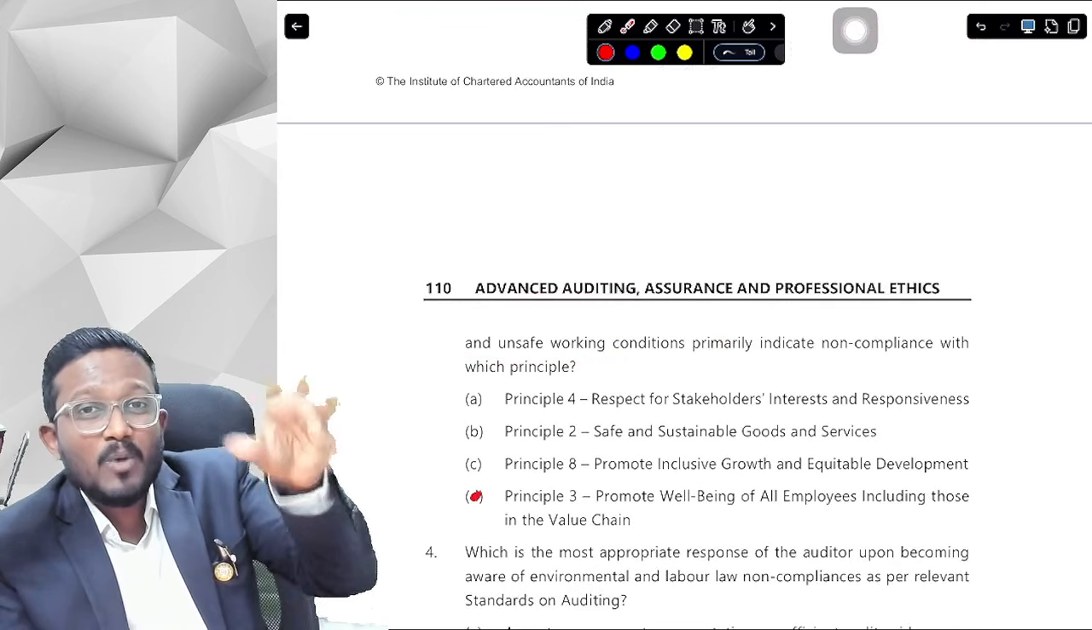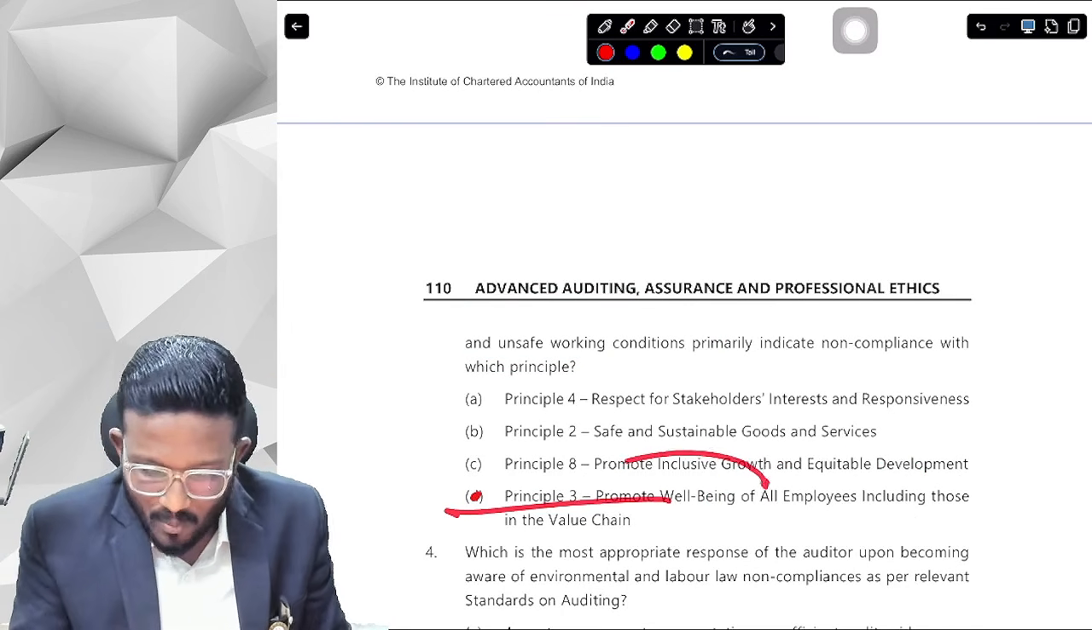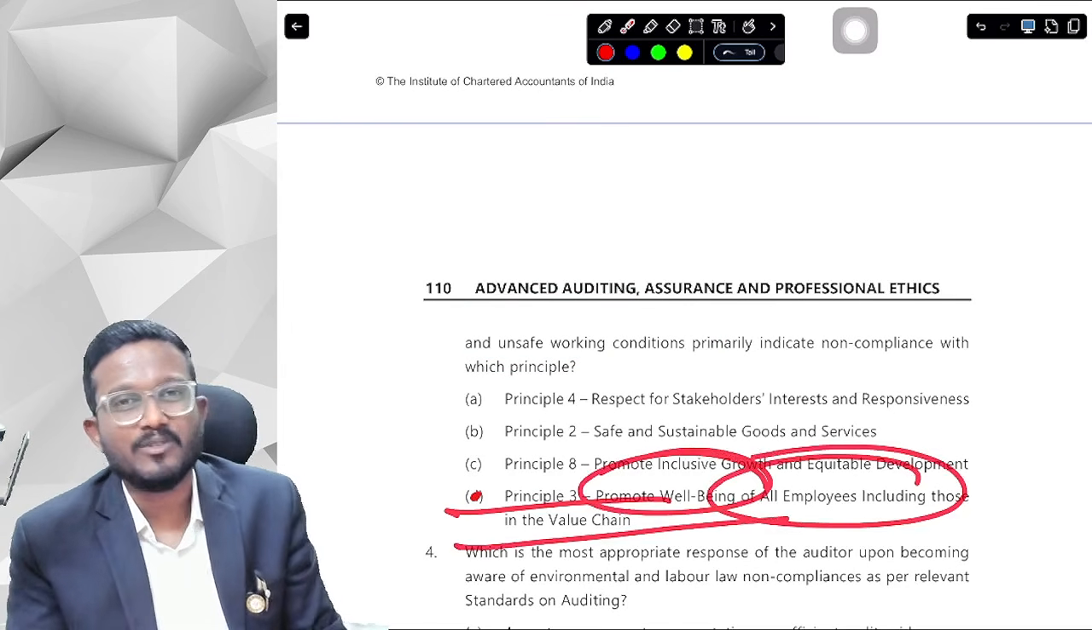Next, there were grievances that are raised by contractual workers regarding delayed wages and unsafe working conditions. So relating to employees, which particular principle is there in BRSR? Third principle that talks about promoting the well-being of all employees, including those in value chain.